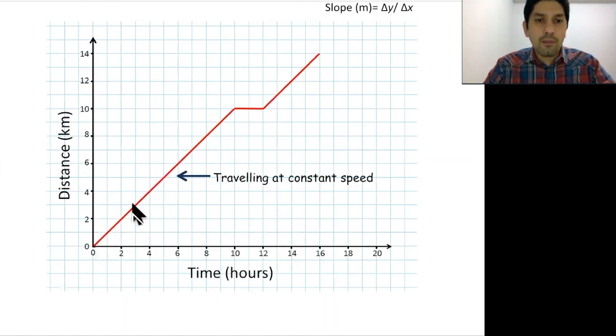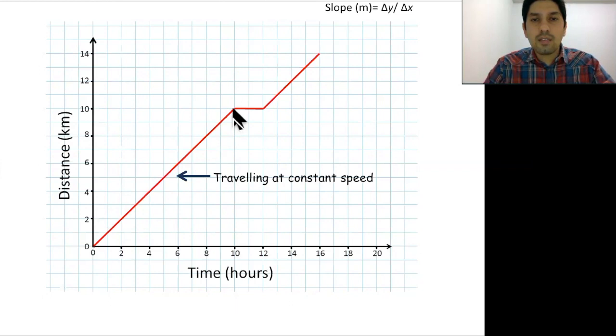And a slope going up in this graph means traveling at a constant speed. So as you can see, 2 kilometers have been traveled in 2 hours, 4 kilometers in 4 hours. So therefore it is a constant speed.